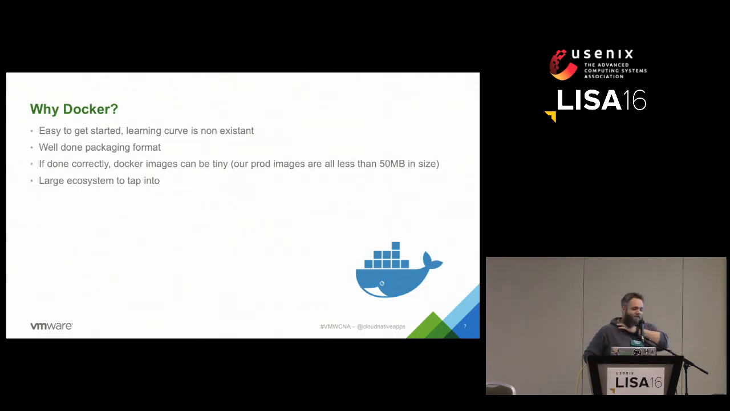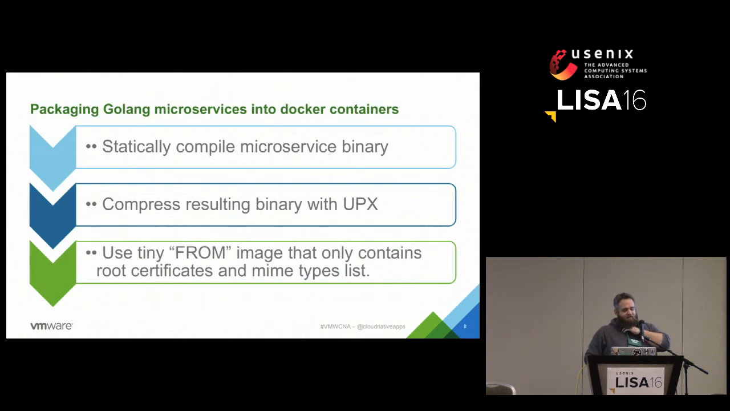And also there's a large ecosystem to tap into, obviously. So how do you package Golang microservices into Docker containers while keeping them small? You statically compile them. You compress the resulting binary with UPX, which is a very old favorite project of mine. It's very old, actually, but works very well. And you use a tiny base image that only contains root certificates and MIME type lists.